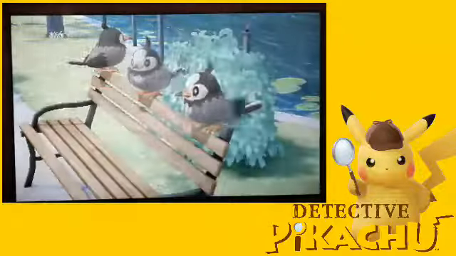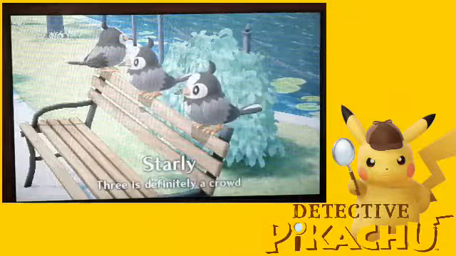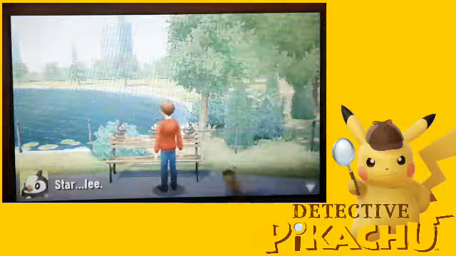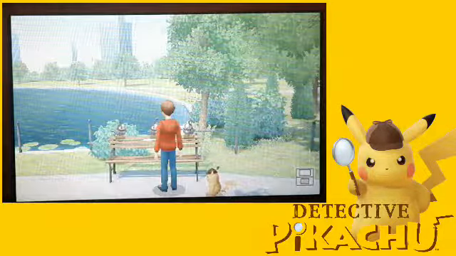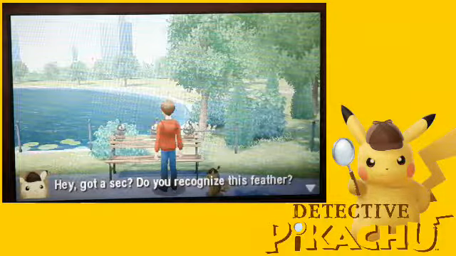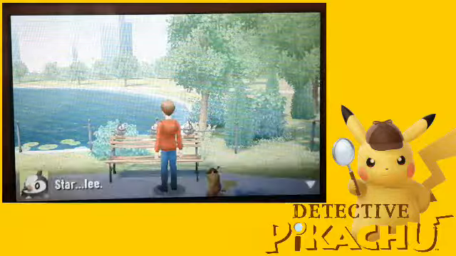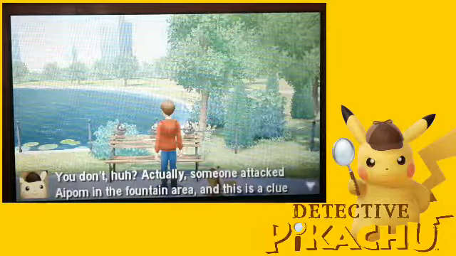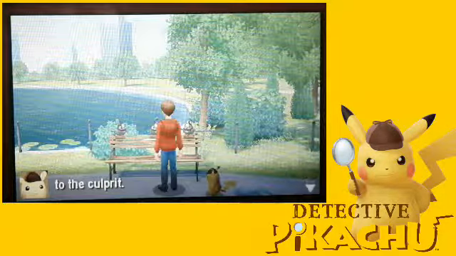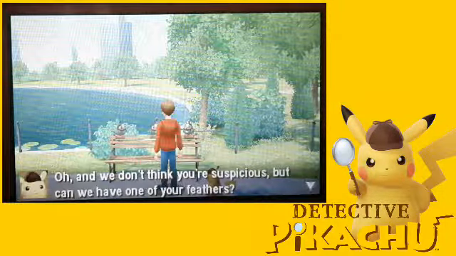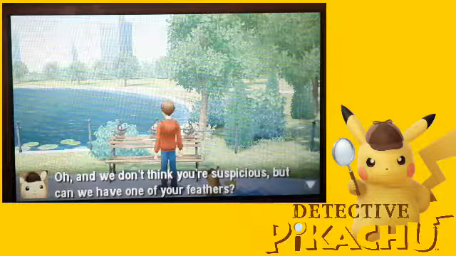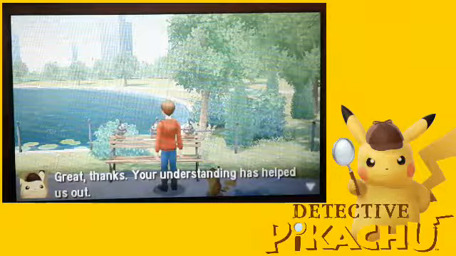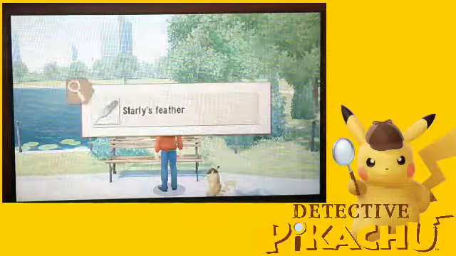Charlie's. There's definitely a crowd. Starly? Hey, you got a sec? Do you recognize this black feather? You don't, huh? Actually, someone attacked Apom in the fountain area, and this is a clue to the culprit. Oh, and we don't think you're the suspects, but can we have one of your feathers? Great, thanks. Your understanding will help us out.